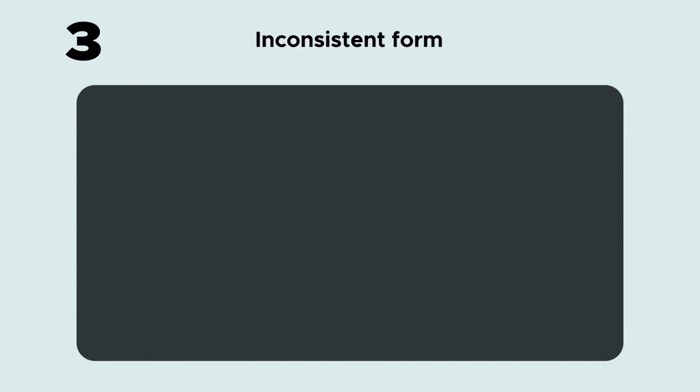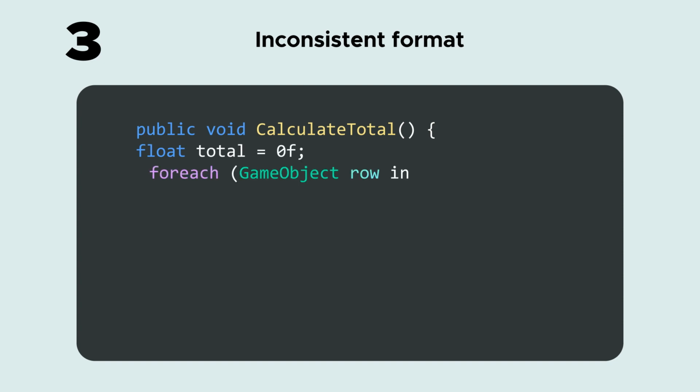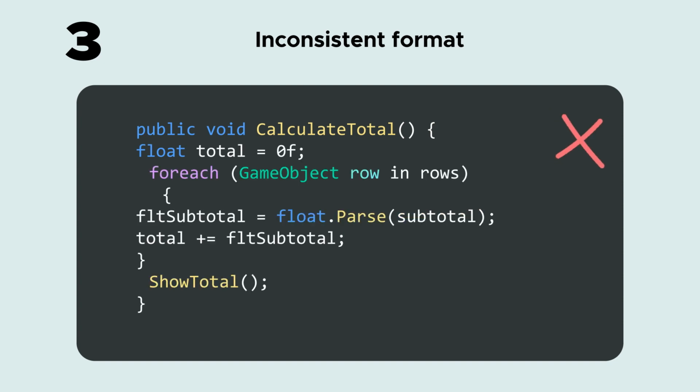Inconsistent formatting makes the lines hard to read. Start practicing writing with a consistent format. Make your code easier to read.